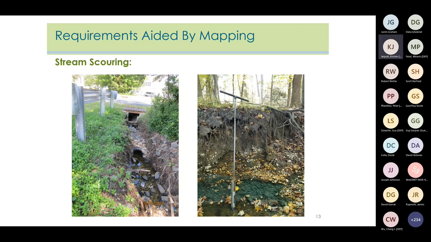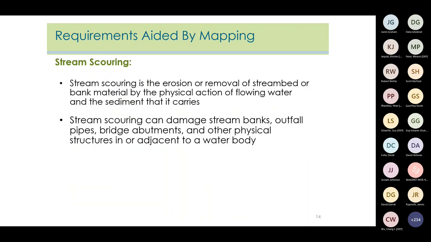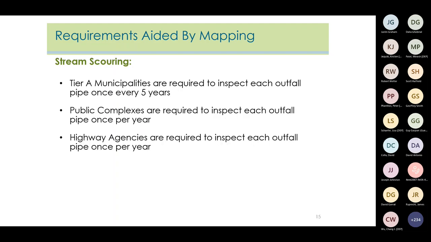The MS4 permits require permittees to inspect for stream scouring at their outfall pipes. And here are two examples of bad scouring cases at different outfalls. Stream scouring is the erosion or removal of stream bed or bank material by the physical action of flowing water and the sediment that it carries. Scouring can lead to the damage of physical structures that requires expensive maintenance or replacement.